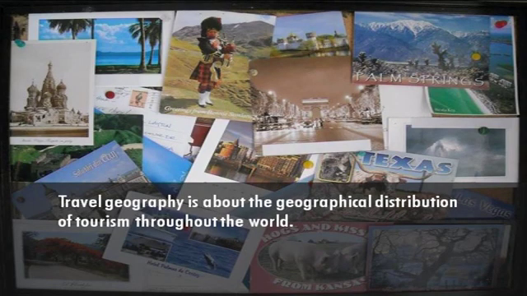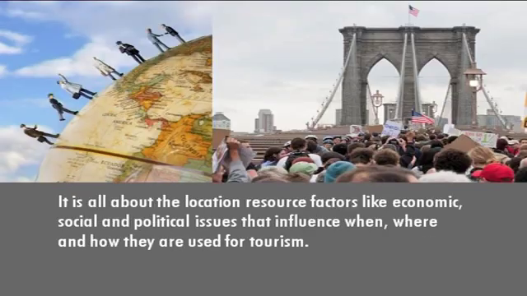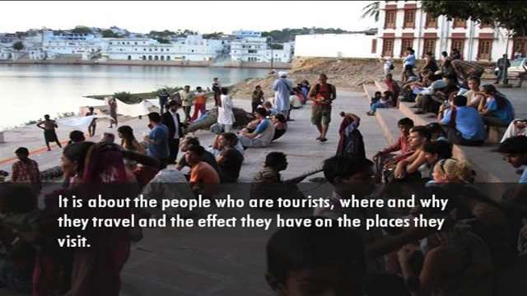Travel geography is about the geographical distribution of tourism throughout the world. It seeks to describe and explain the spatial patterns of tourist activity and development on regional, national, international, and world scales. It is all about the location of tourist resources and factors like economic, social, and political issues that influence when, where, and how they are used for tourism. It is about the people who are tourists, where and why they travel, and the effect they have on the places visited.